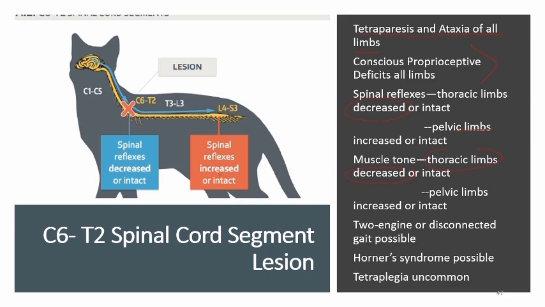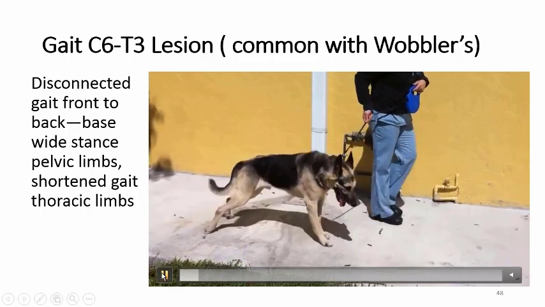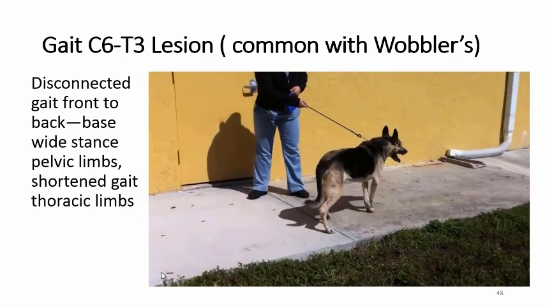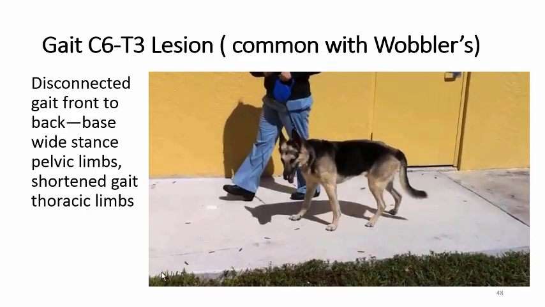And they can have that 2-engine gait or the disconnected gait that I showed you in that German Shepherd. Possible for Horner syndrome, not likely to have tetraplegia, but it is possible, but it's not common. So here we're going to look at this guy again because it was such a great picture. And here he is with his disconnected gait. See? Base-wide stance, pelvic limbs, shortened gait, thoracic limbs.